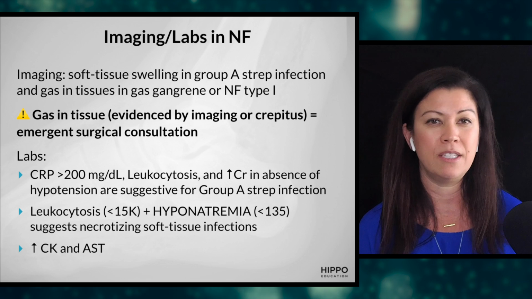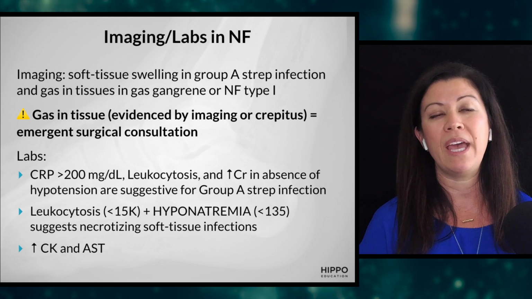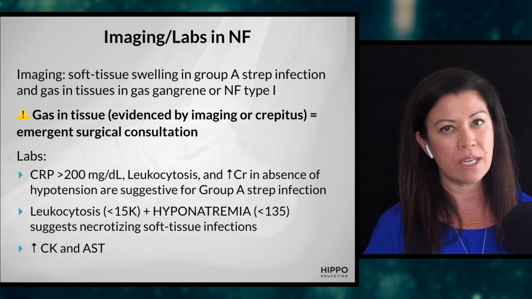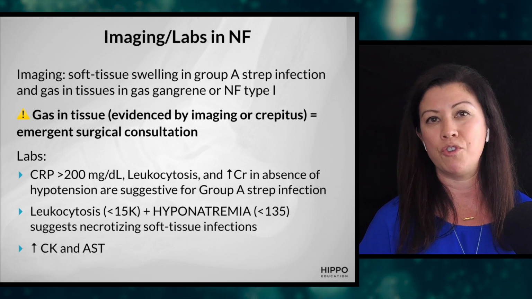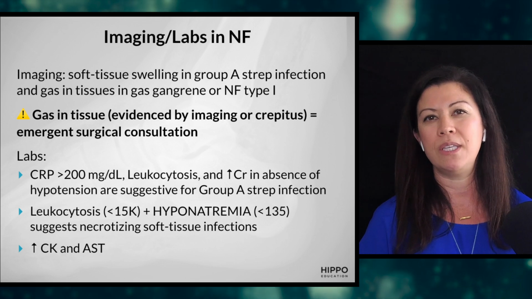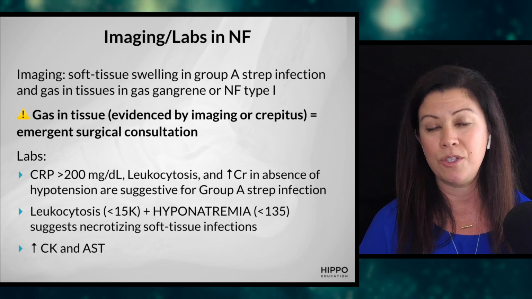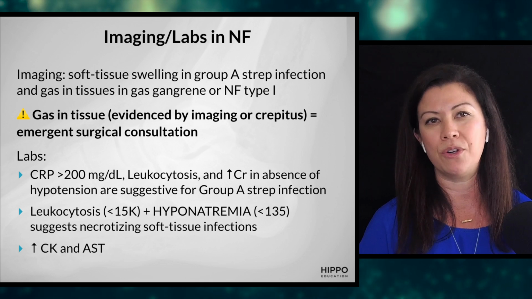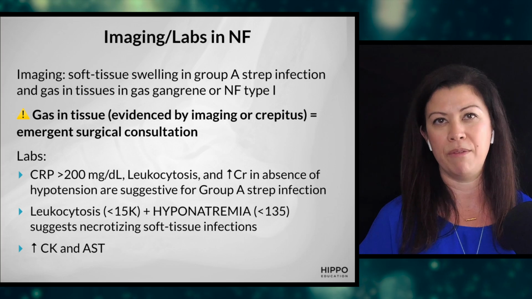Again, these are non-definitive, non-specific and non-sensitive, but these patients will typically have an elevated CRP. They're going to have some leukocytosis. Their creatinine may be bumped, particularly if a patient has group A strep infection. And commonly, you'll see these patients being pretty hyponatremic. Now, again, do you have to have these things? You don't. But if you have them, it certainly will add to your clinical suspicion. If you're sending off a CK and AST and ALT, those will be elevated as well.